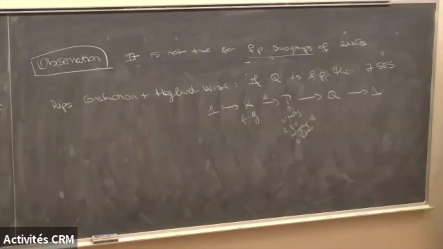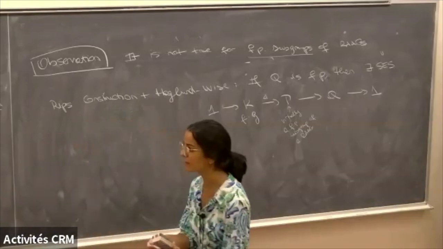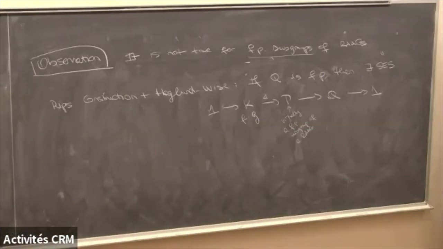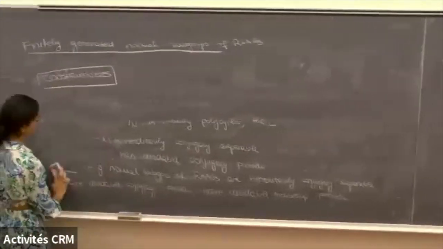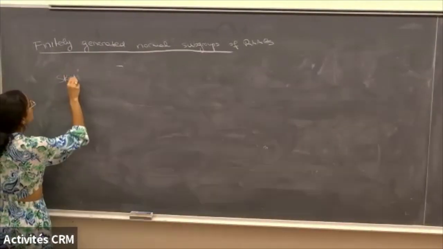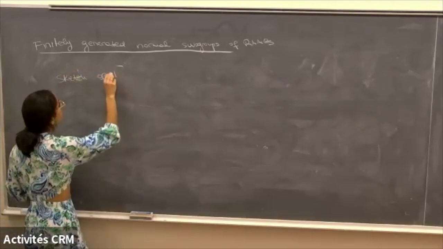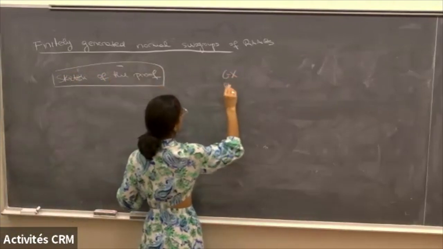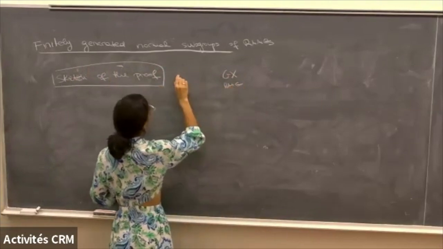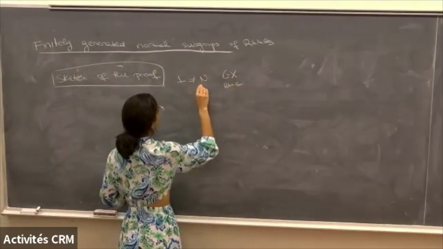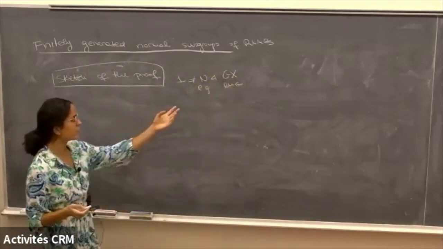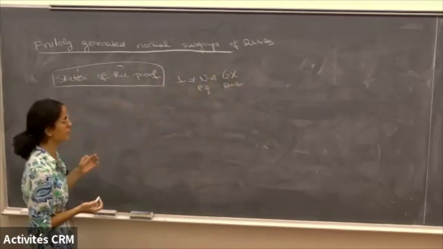Okay, so I want to quickly sketch the proof of the theorem, because the proof is actually very easy, and it's where the Serre tree appears. So let's do the sketch of the proof. So I have G_X, which is my RAAG, and I have a non-trivial finitely generated normal subgroup. And I want to show that the quotient is virtually abelian.